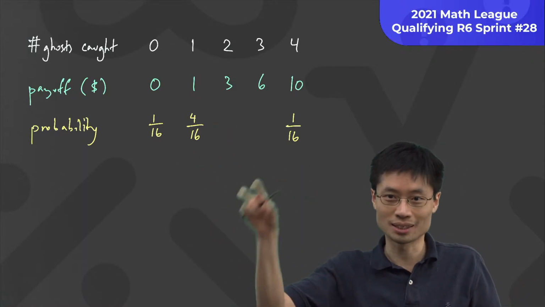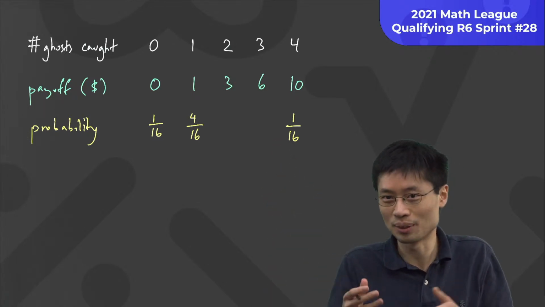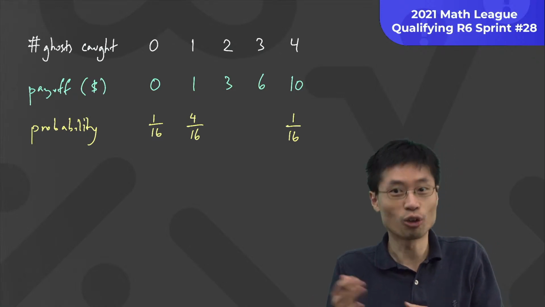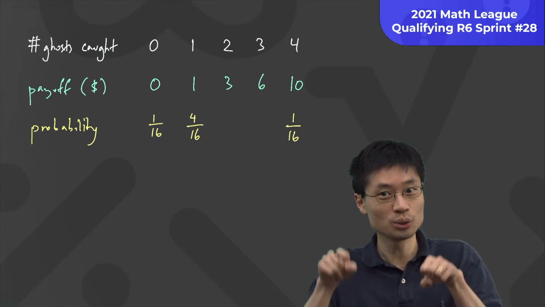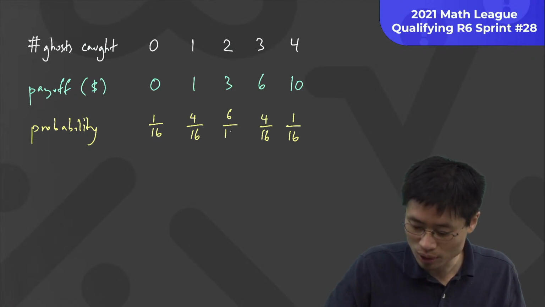And there's 4 ways to decide which of those 4 ghosts you caught. Similarly, for the 3, it's which of those 4 ghosts didn't you catch? Or it's 4 choose 3. How many ways can I choose 3 ghosts to catch? So it's 4 over 16 here. And this one's 6 over 16. That was the 4 choose 2.